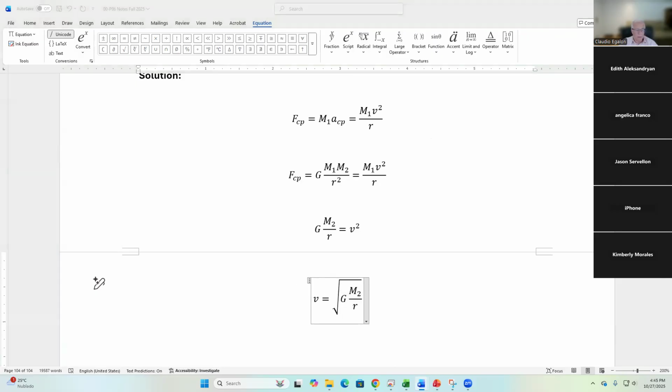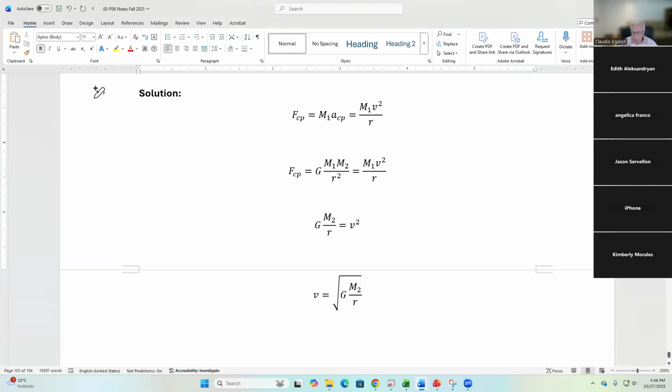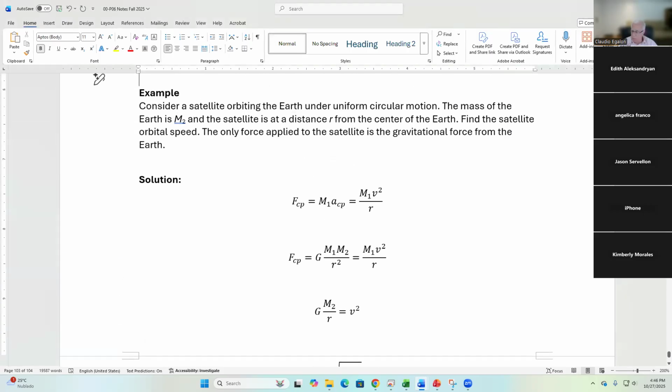Okay. Mass of the Earth divided by the radius, the distance from the center of the Earth. That's one problem that you're going to see. 446. Let's see, 4 more minutes to go. Let's see if we can do the other one.